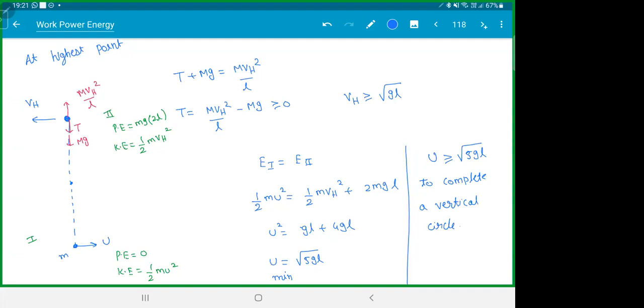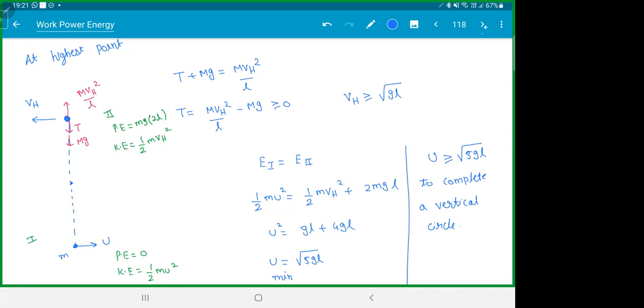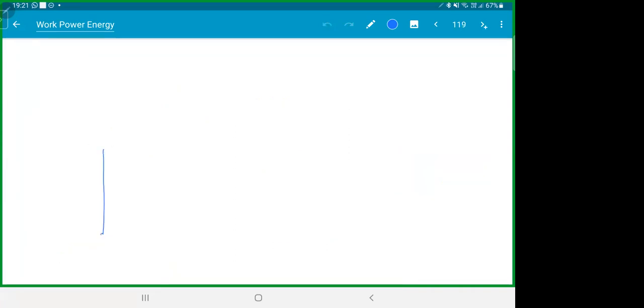Have a look at this. Generally we have this feeling, right? At the highest point, velocity should be 0. That is not true. If the velocity was 0, then it would have just dropped down in a straight line. It wouldn't have gone till there also.